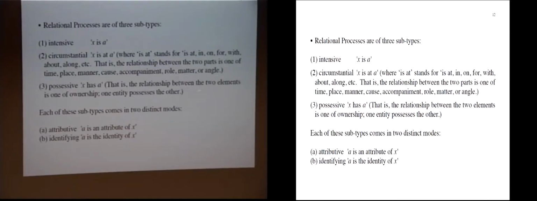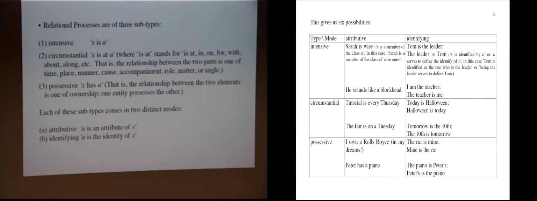If the meaning involved is one of possession, like he has a piano, or that blue car is mine, then we say that it's a possessive process, a relational process. And each of these can be talked about in these two ways that I mentioned earlier. I said classifying and identifying. But we normally talk about the classifying type as attributive because it's an attribute. You're giving it an attribute, like she is beautiful. You're saying that she has this attribute of being beautiful. So if I say, beauty is an attribute of her, or identifying, I am the teacher. So the teacher is the identity of me.